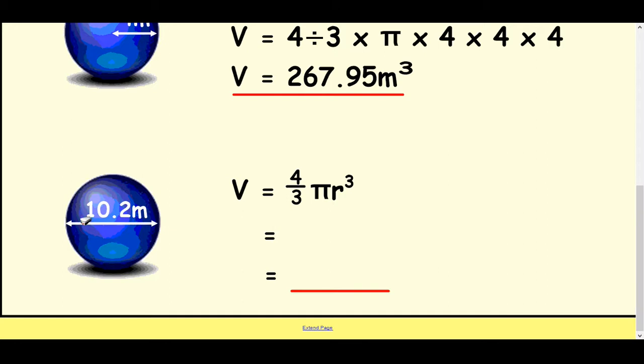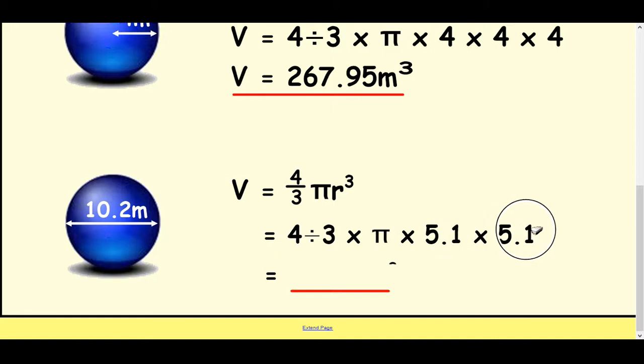In this example, we've got 10.2, but that's a diameter all the way across, so you need to halve that to get a radius, and just do the same thing. 4 divided by 3 times pi times 5.1 cubed, or 5.1 times 5.1 times 5.1, type it in, 555.37 metres cubed.